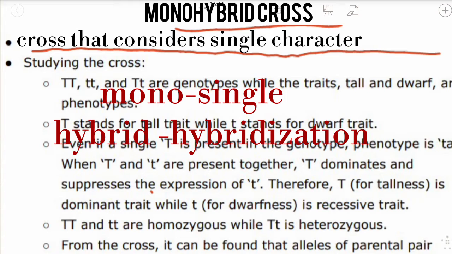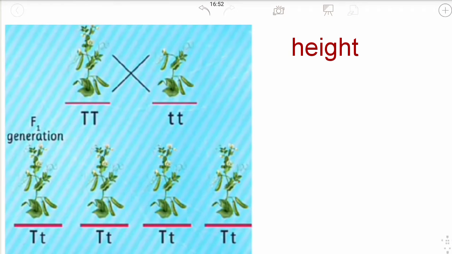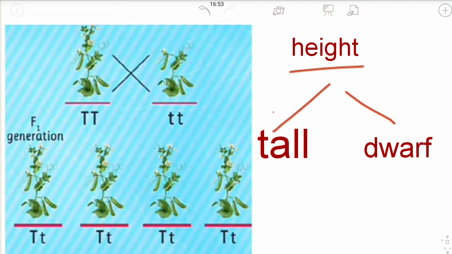Here we will study only the height, that is a single character. You can carry on with the color, etc., but according to the NCERT textbook, height is given. So we will consider height as a single character. Height can be of two types, tall and dwarf. We will consider tall as capital T and dwarf as small t.